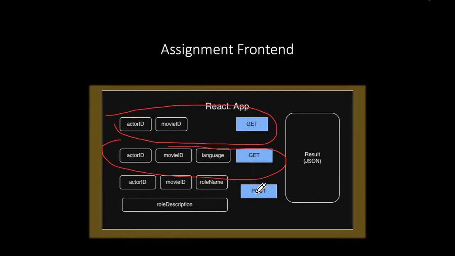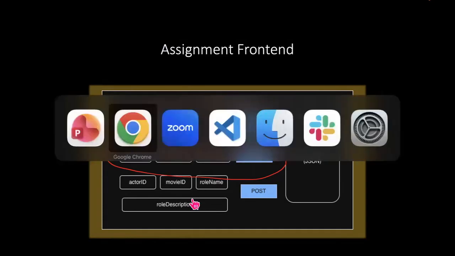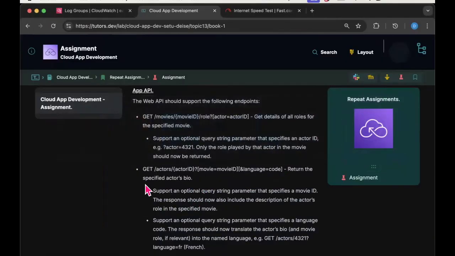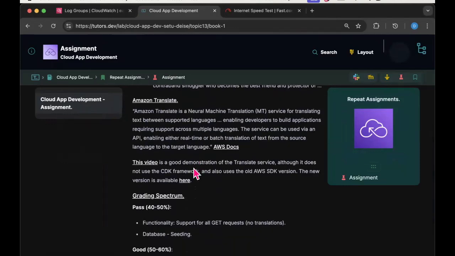Okay, so you can do it that way, or if you want to, you could break these three up into three separate pages in your React app. I don't really mind how you design it, and it doesn't have to be elegant in terms of CSS or any of that. Just something functional that works. So you need to put that together in order to satisfy that part of the grading spectrum.